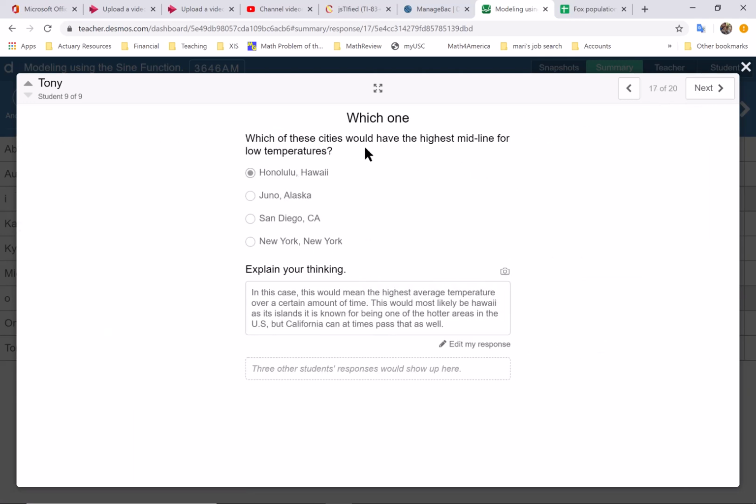And then, which of these cities have the highest midline for low temperatures? So it's which would have the highest average temperature? Honolulu would have the highest average temperature, right? Because it's always hot, whereas it doesn't ever get cold, right? Juneau, Alaska, so we're talking about low temperatures, right? Juneau, Alaska would have very low temperatures, and then San Diego would be kind of warmer there, but not as warm as Hawaii. And New York would have some lows, but in the summer it doesn't get that cold in New York, right?